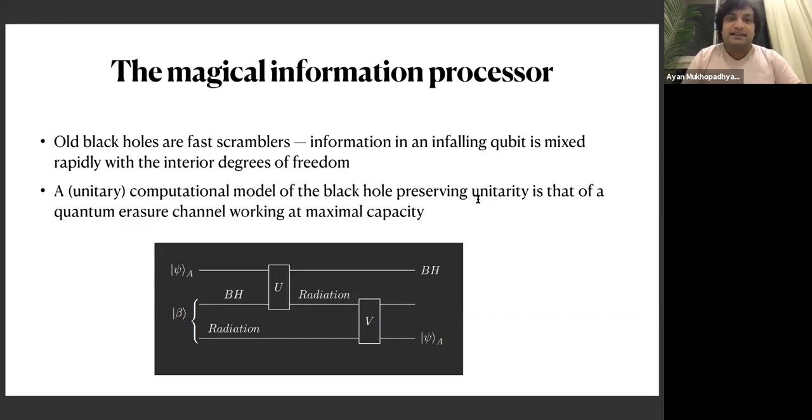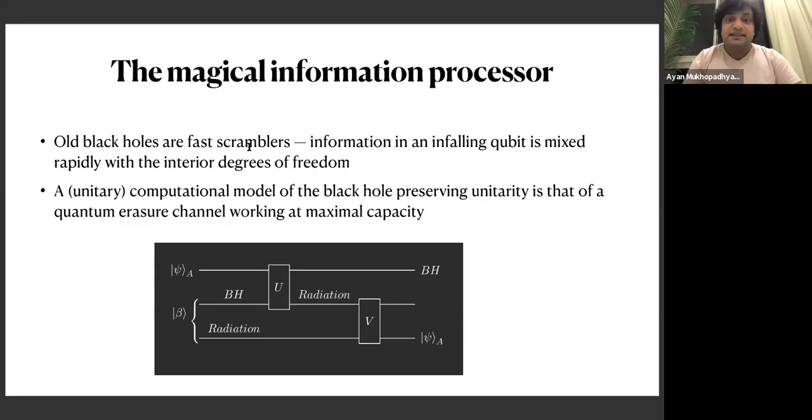So then it turns out that one can try to model the black hole as some kind of quantum eraser channel. The old black hole turns out to be a very interesting information processor. First of all, they are supposed to be very fast scramblers, which comes out from these OTOC computations, which were first done by Stanford and Shenker.